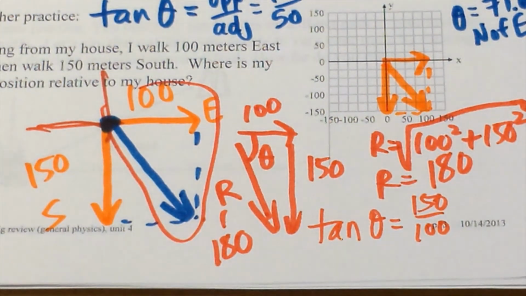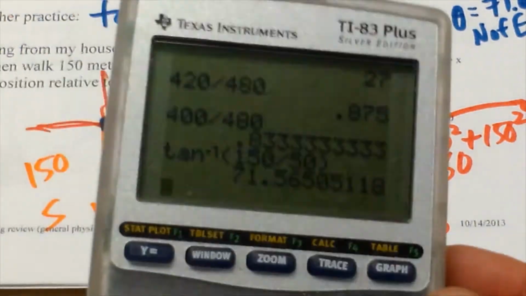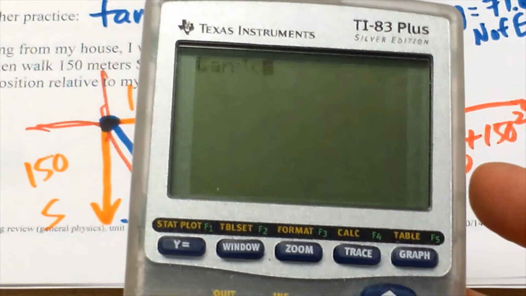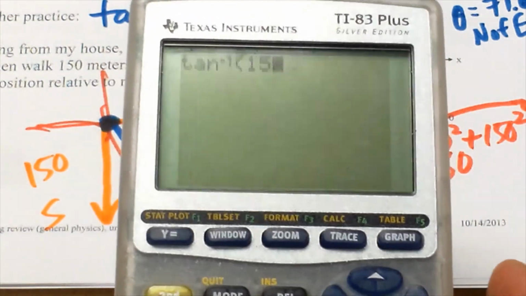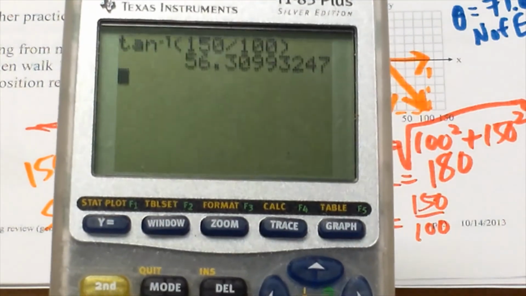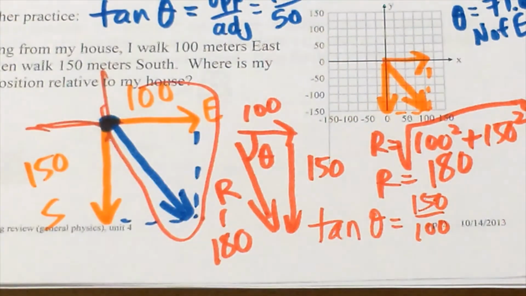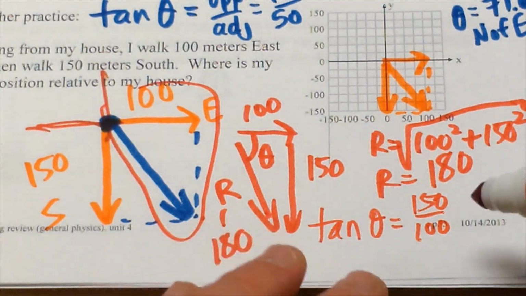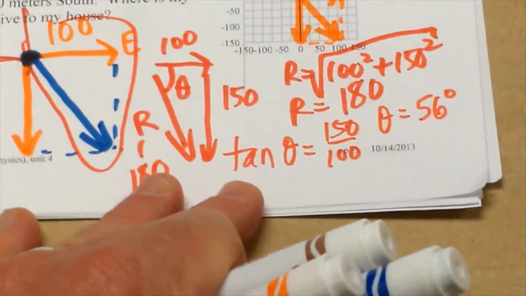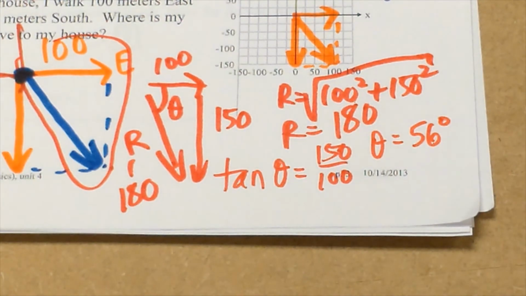Okay, so again, how do you do that on your calculator? So I'm going to clear it. I'm going to hit second tangent, 150 divided by 100. I get about 56.3 degrees. Let's just say around 56 degrees. Now, be real careful here. I can't say 56, right? I can't say I'm walking at an angle of 56.